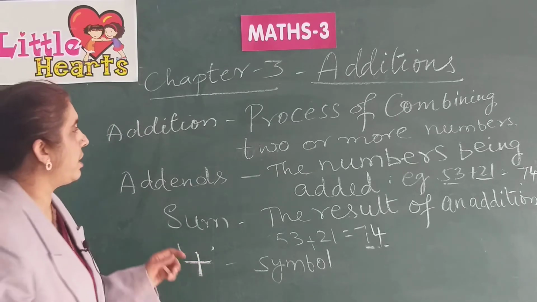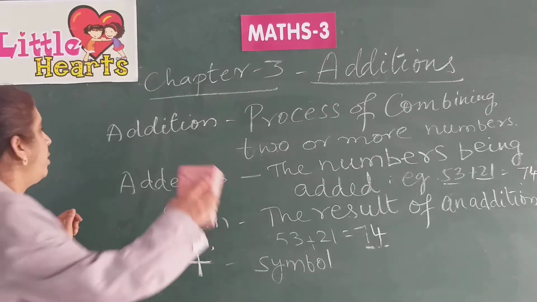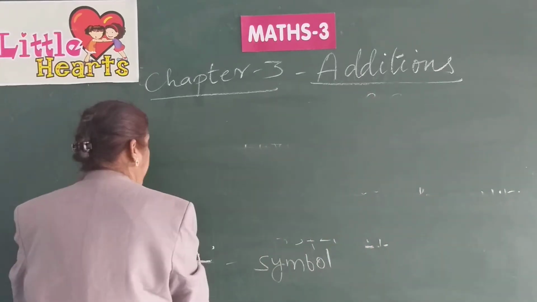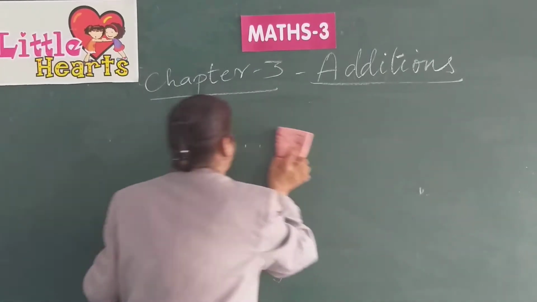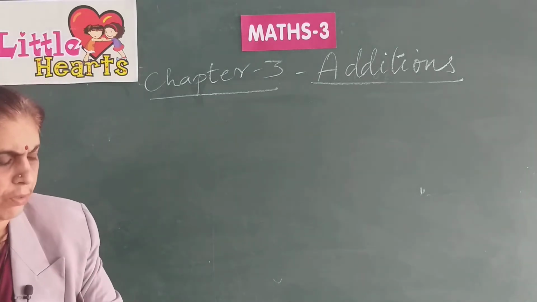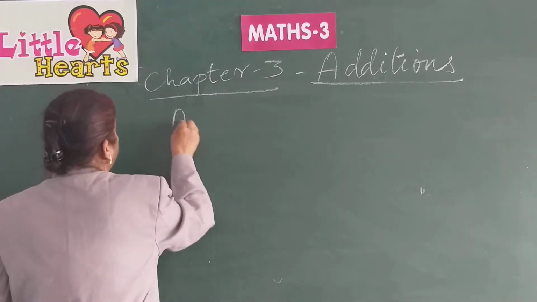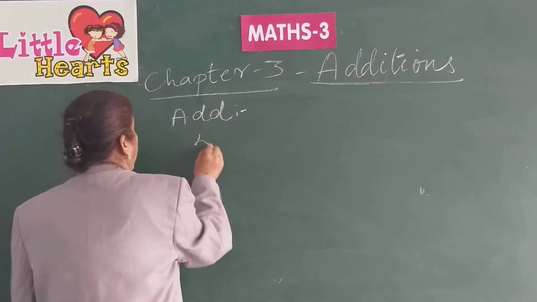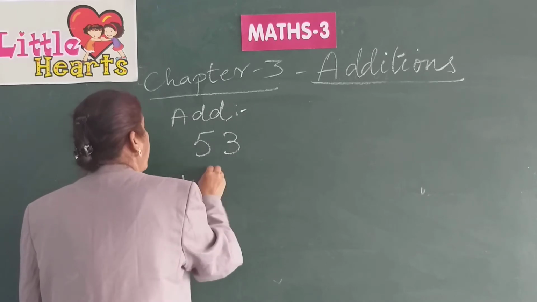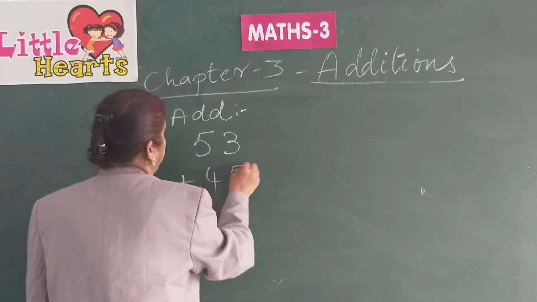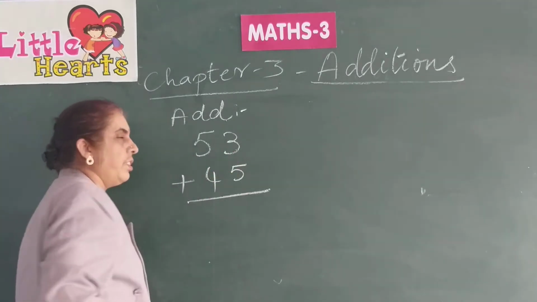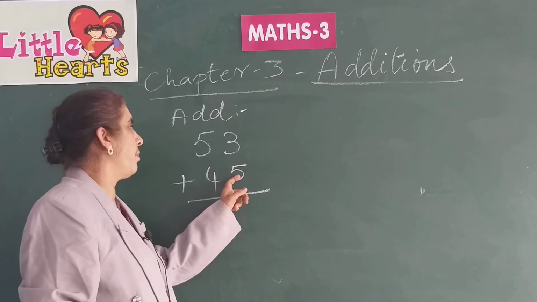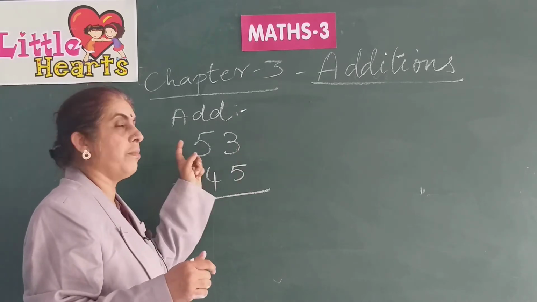Now we just revise the additions which we learnt in class 2. Two and three digit numbers without carrying. Add 53 plus 45. Addition is nothing but forward counting. So 3 plus 5. Always start counting from the ones place.